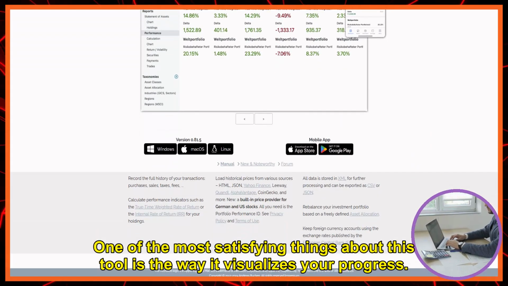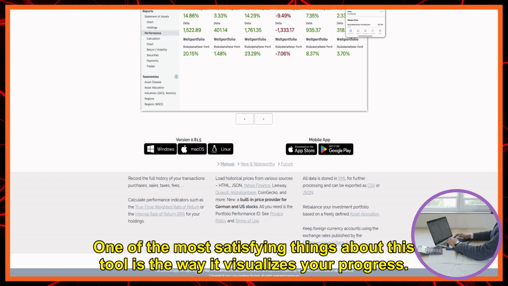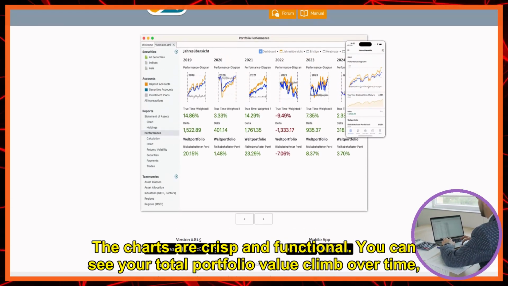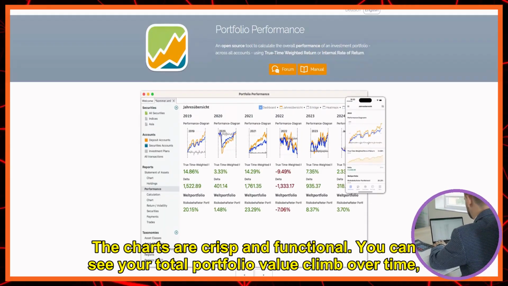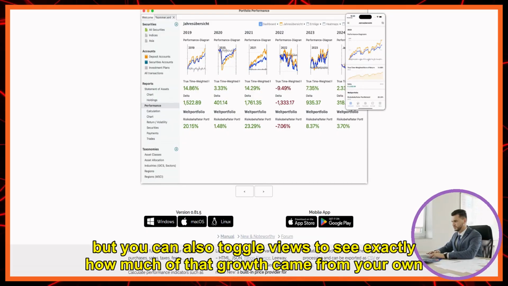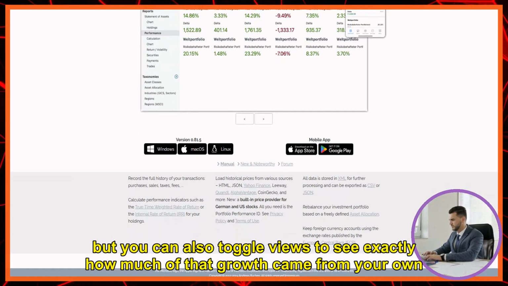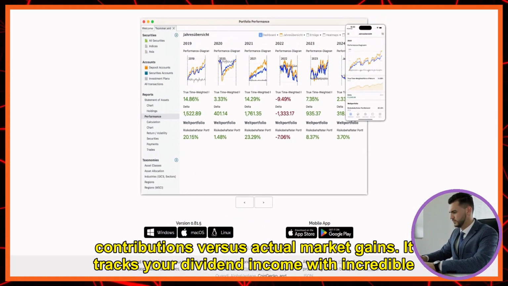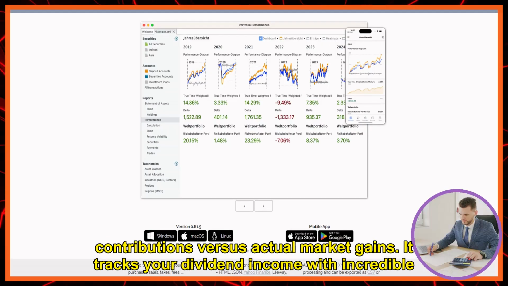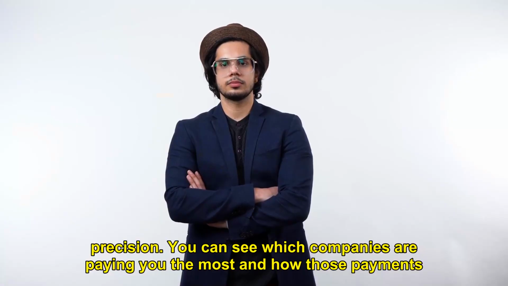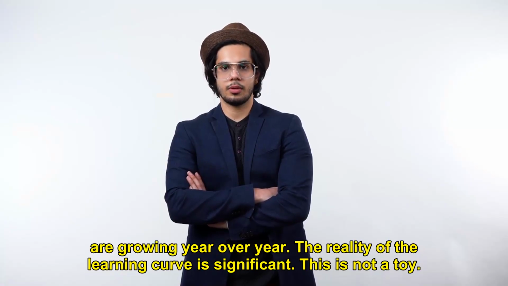One of the most satisfying things about this tool is the way it visualizes your progress. The charts are crisp and functional. You can see your total portfolio value climb over time, but you can also toggle views to see exactly how much of that growth came from your own contributions versus actual market gains. It tracks your dividend income with incredible precision. You can see which companies are paying you the most and how those payments are growing year over year.